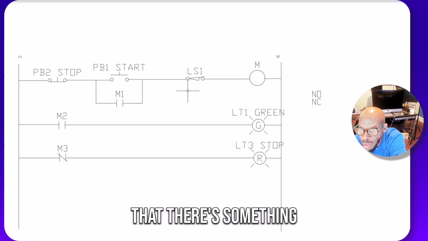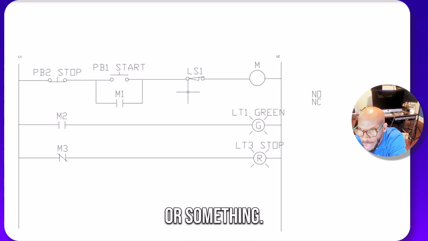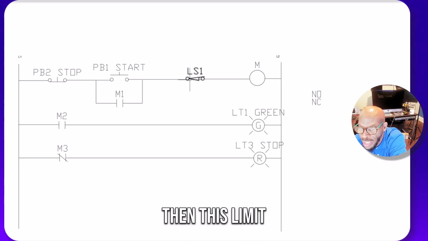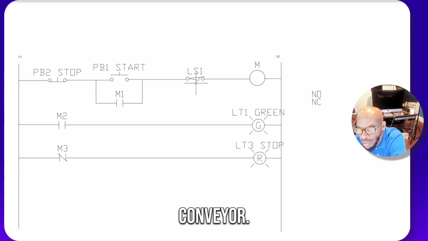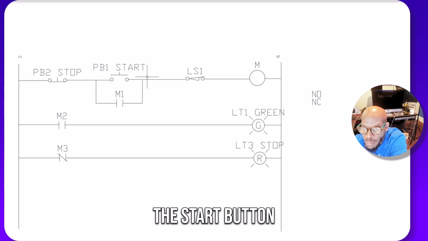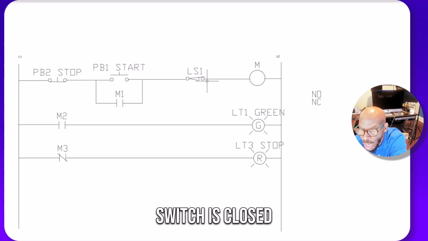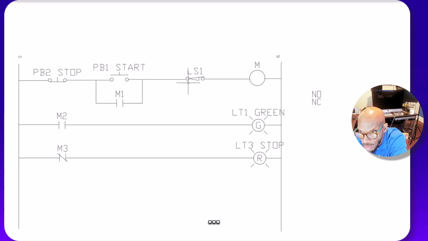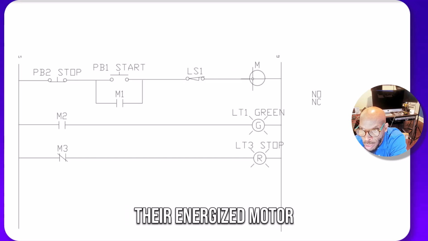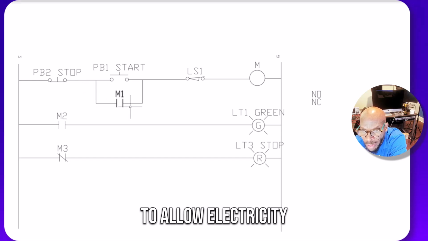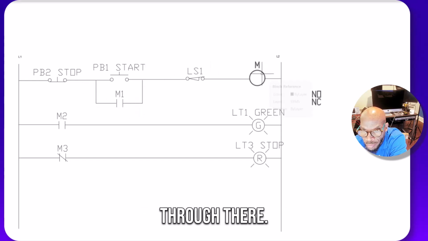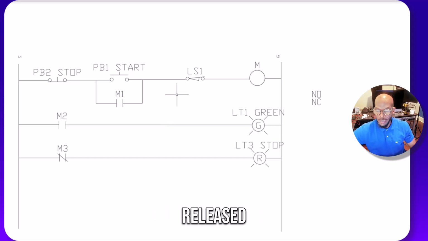So let's say that there's something on the conveyor, maybe a box or something. And when that box gets off of the conveyor, then this limit switch will change state. Let's say we want that conveyor to stop when that box gets off of that conveyor. So we press the start button. Since this limit switch is closed, electricity flows through there and energizes the motor. Remember what I told you. The contacts off of M are going to change state. So this contact is going to close. So it's going to allow electricity to keep going through there, even when the start button is released.